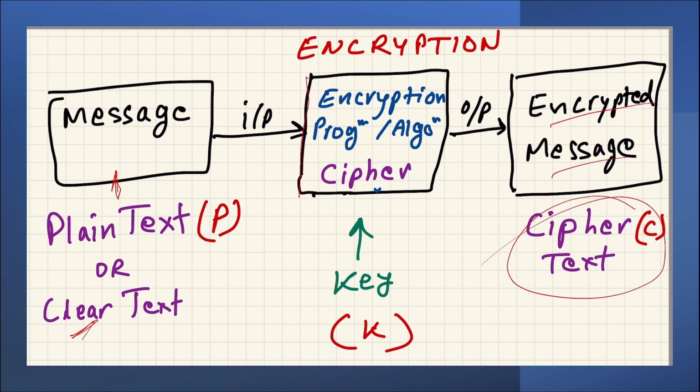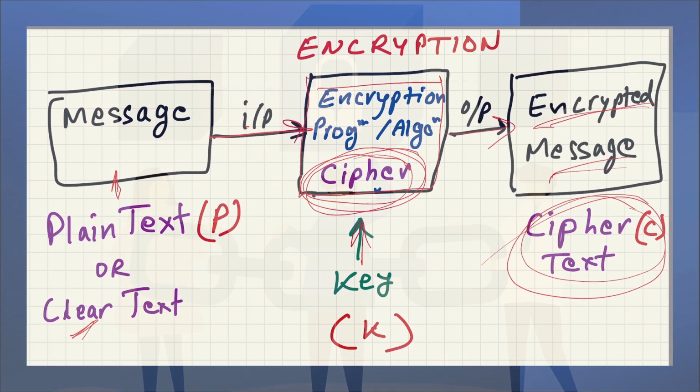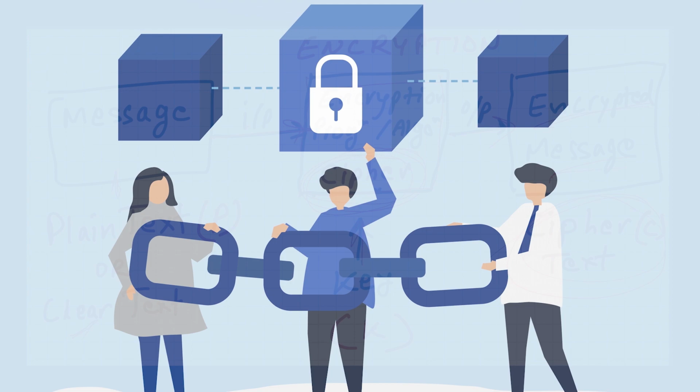So this encryption program or encryption algorithm is called a cipher. Now what this cipher or encryption algorithm does is it takes this message as input, applies a secret key on it, and produces an encrypted message or ciphertext. So this is the simplest form of encryption.